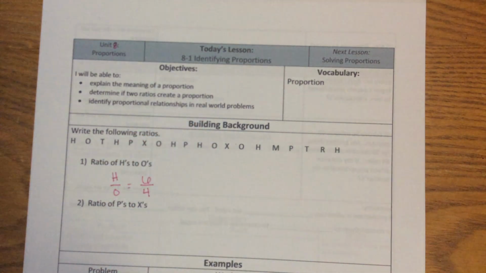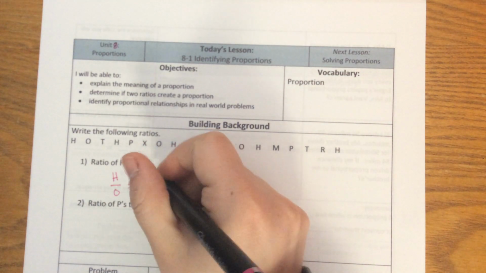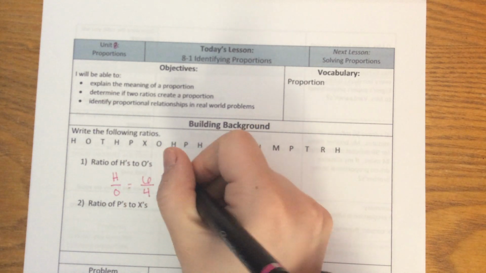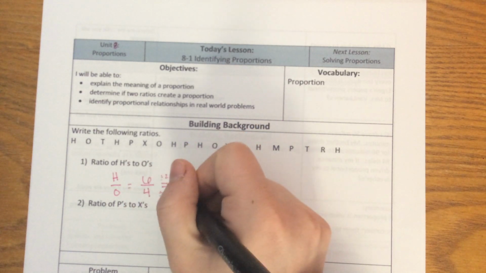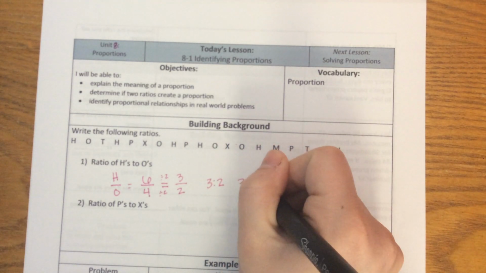So 6 over 4. Okay, and in our ratio, we would simplify that. So we could divide by 2. So 6 divided by 2 is 3. 4 divided by 2 is 2. So it'd be 3 to 2.